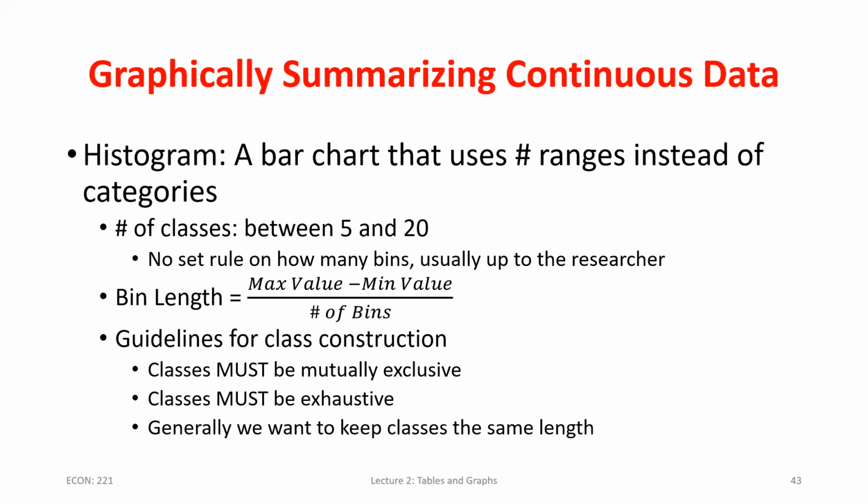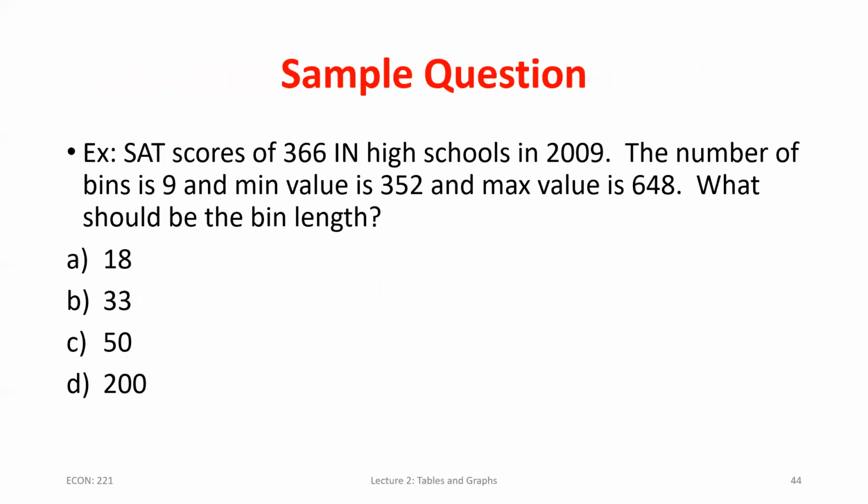All right. So, a sample question to look at this, right? Let's say I had SAT score data for all the Indiana high schools, at least 356 of them. The highest average SAT score was 648. The lowest school was 352, and I want 9 bins. What should my optimal bin length be? So this is another good example. Like I said, I won't start using iClickers until Monday for points. This would be another good example of what it looks like, right?